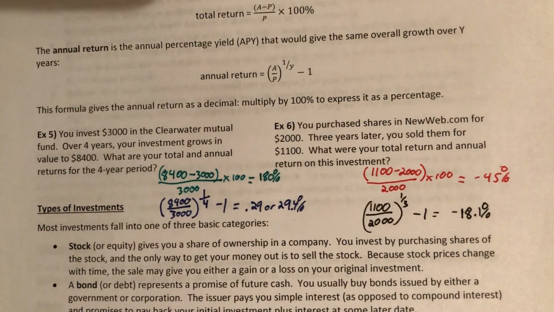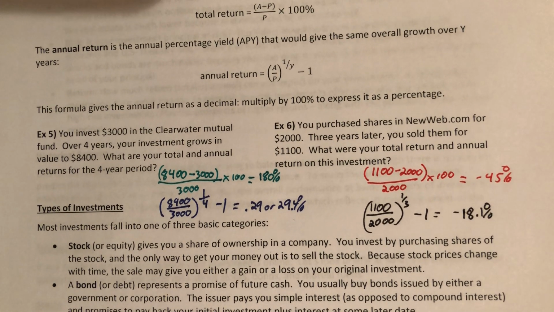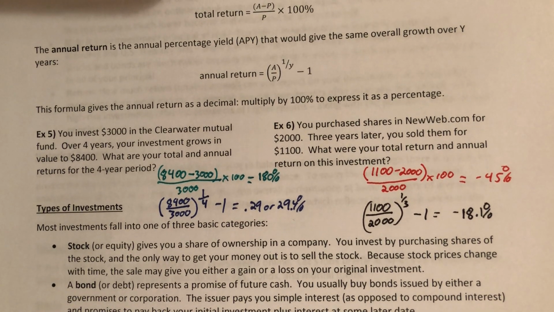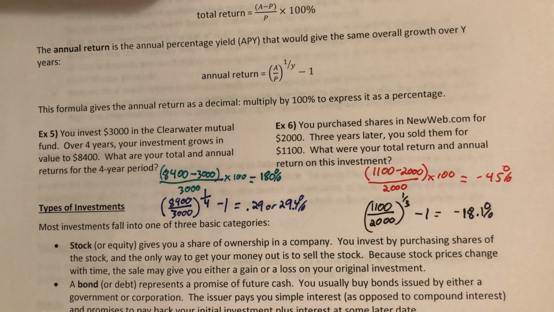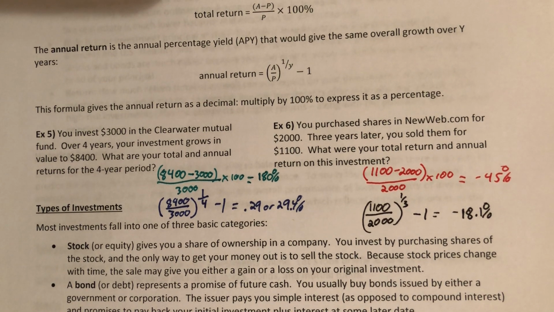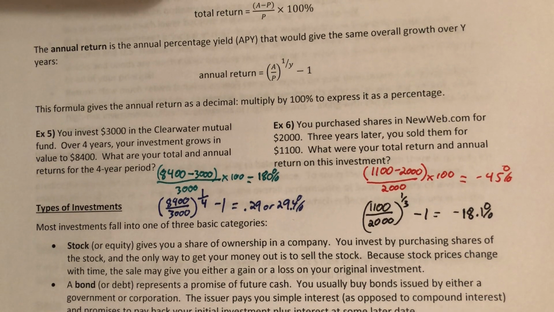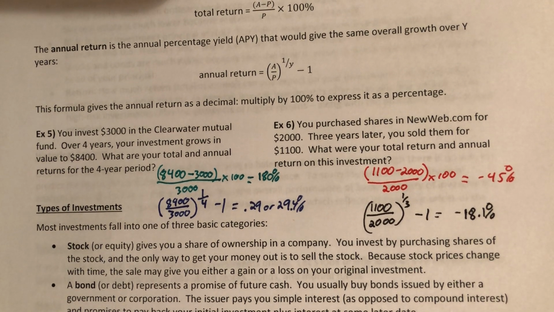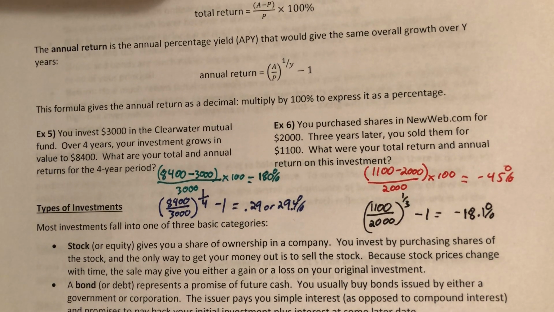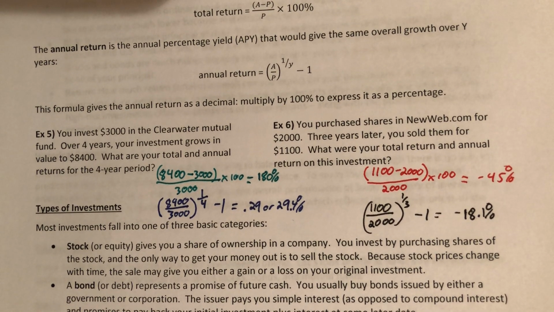Now, unfortunately, not all investments give you a return. It is possible to end up in the negative. That simply means you lost money. So you purchased shares of New Web for $2,000. 3 years later, you just gave up. You sold them for $1,100. We want to know the total and the annual return. Okay, so you lost money. So you're going to end up with negative amounts. So 1,100 minus 2,000 divided by 2,000 times 100 is negative 45%.